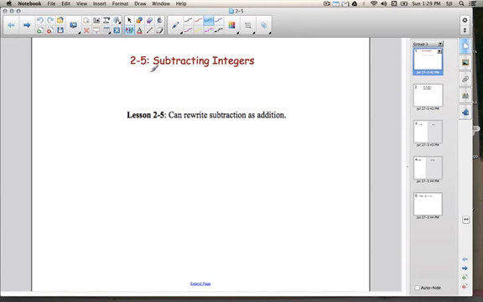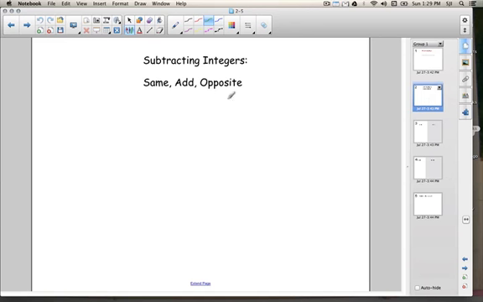Lesson 2-5, Subtracting Integers. By the end of this lesson, you're going to be able to rewrite subtraction as addition and then be able to solve those addition problems. Here's the key to subtracting integers. The phrase same, add, opposite.